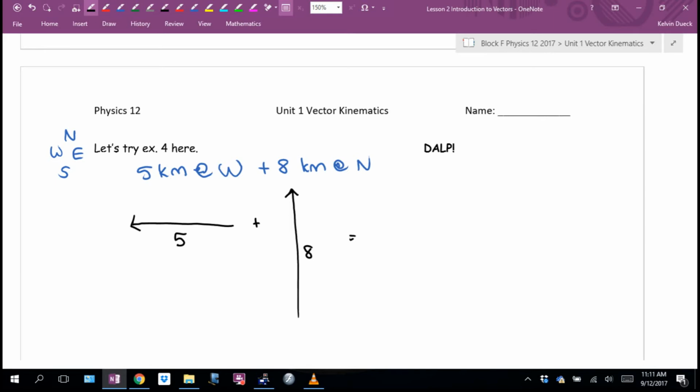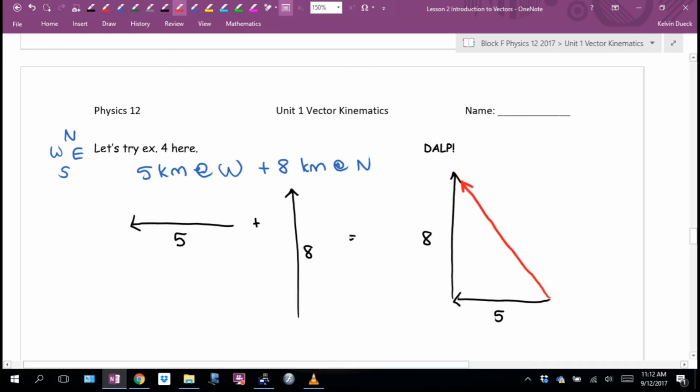Watch. What's the first vector that I drew? 5. There's the tip. The tail of the second vector starts there. There's the 8. That's what I mean by tip to tail. The resultant is from the tail of the first to the tip of the second. It's kind of obvious. Oh yeah, it's pointing up that way.